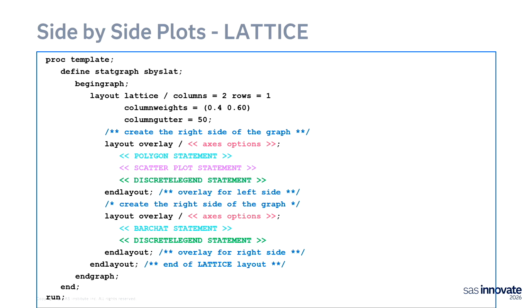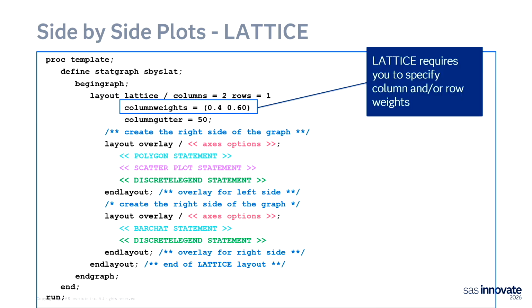With the lattice, rather than having the same size cells, we're going to control the size of each of the cells. So here with lattice, we still specify columns equal 2, rows equal 1, but now we're saying what are the weights of those particular columns. So I want to give 40% of the graph area to the polygon and 60% of the graph area to the stacked bar chart. You can adjust these weights until you get the right configuration and say, yes, that proportion looks correct.